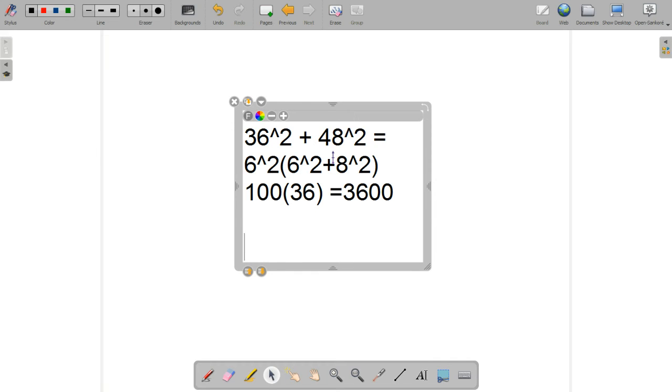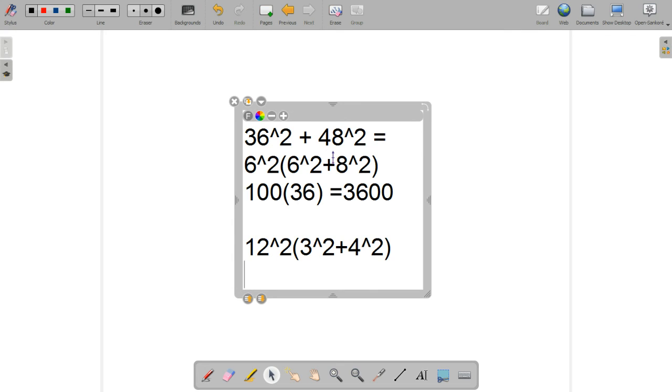Okay. So how about we factor out the greatest common multiple? Okay. So 12, obviously. That's the greatest factor possible. So we're just left with 3 squared plus 4 squared. Okay, so that would be 9 plus 16 is 25. So it's 25 times 144.